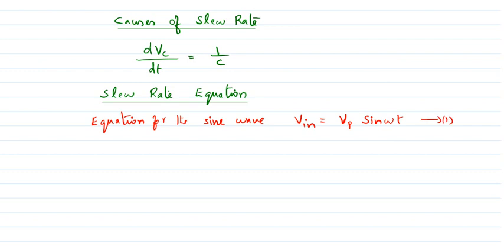And we know what the output will be. The output is equal to the input itself. So V0 equals V in. So we can write V0 equal to Vp sine omega t itself.